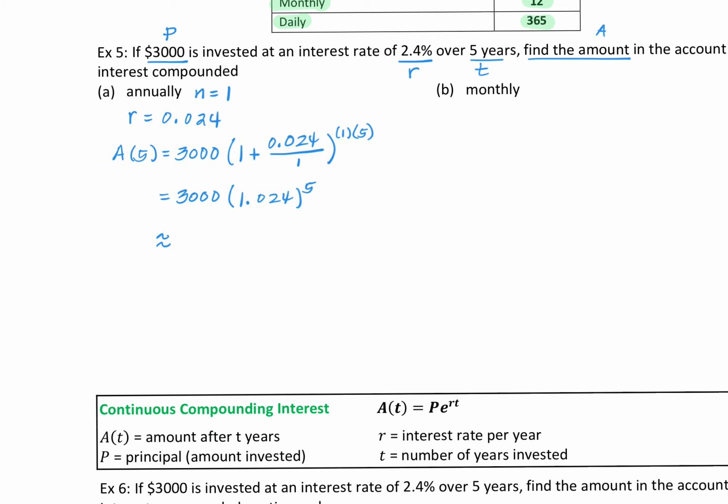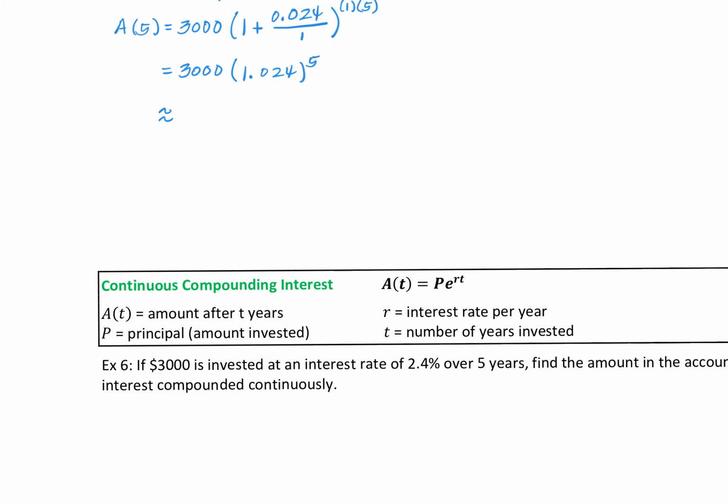When I put it in my calculator, I'm going to round to 2 decimal places because that's traditionally how we round money. But if you're working on a problem and you're instructed just to round it to the nearest dollar, you wouldn't do the 2 decimal places. But I'm going to go ahead and put this in.